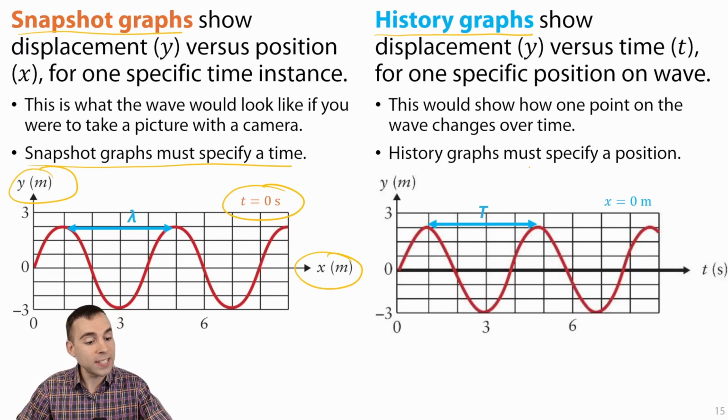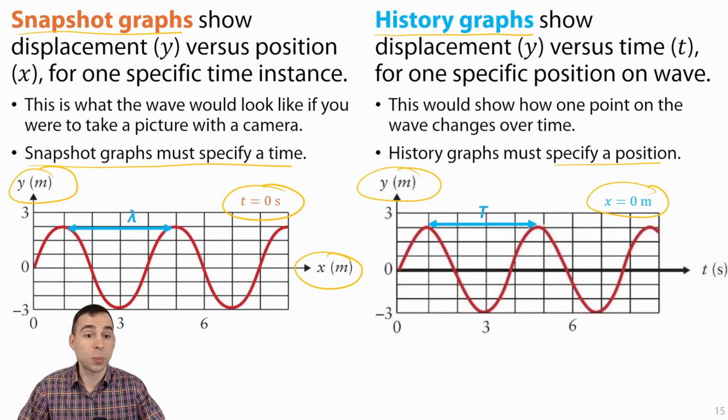We can specify a position, like saying at a position of x equals 0, what does that wave do over time? Well, we would display our vertical displacement versus time in this case with a history graph. And we would see that one particular position goes up and down in this medium over time.